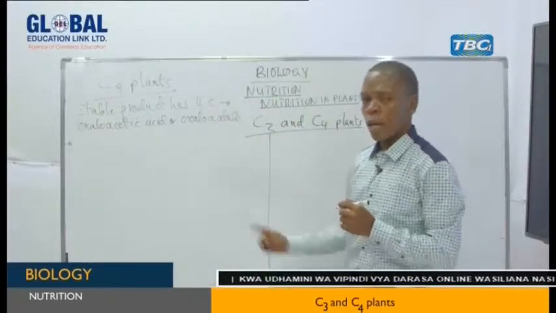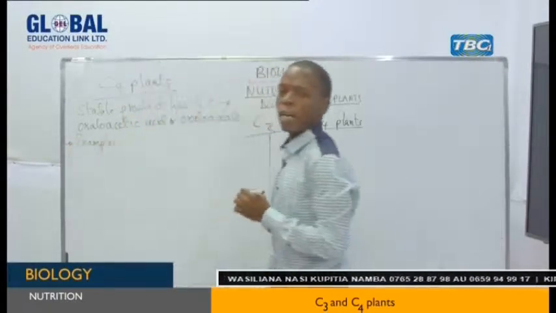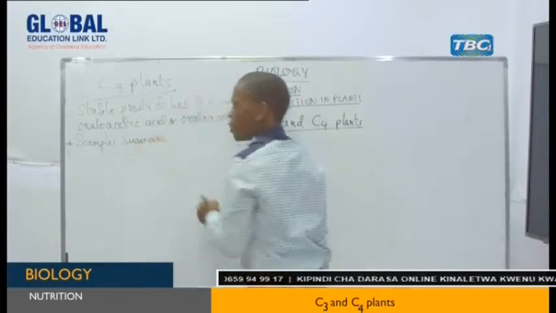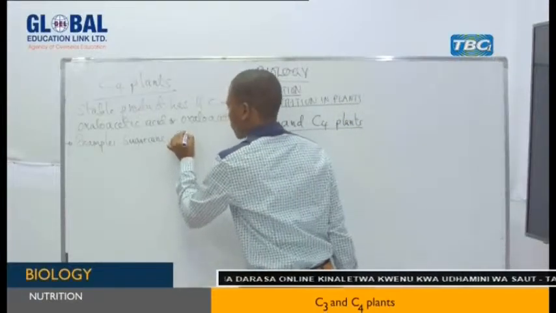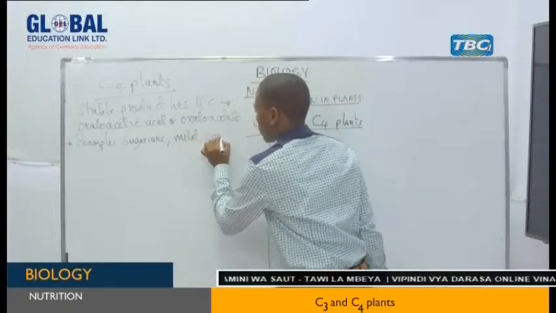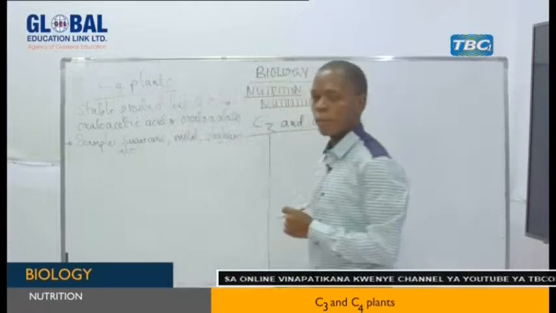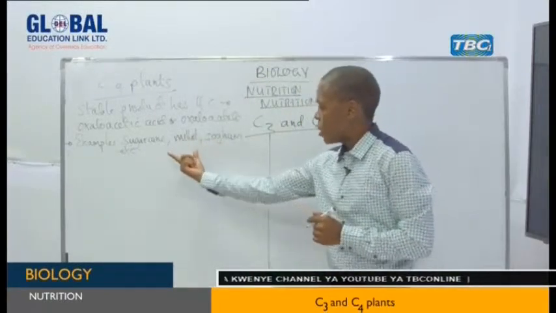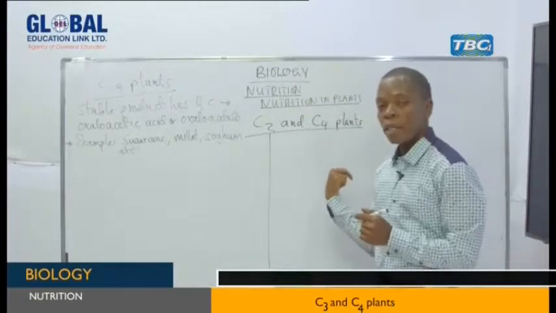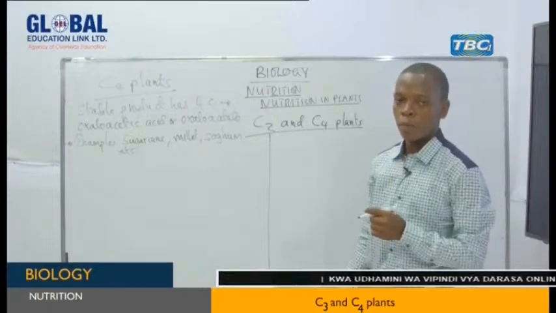Examples of C4 plants, because you need to know examples of C4 plants, are sugarcane, millet, also sorghum, etc. Therefore, the way photosynthesis occurs in sugarcane, millet, and sorghum is quite different from the photosynthesis of maize, soybeans, and so on, because of the fastest stable product to be formed.